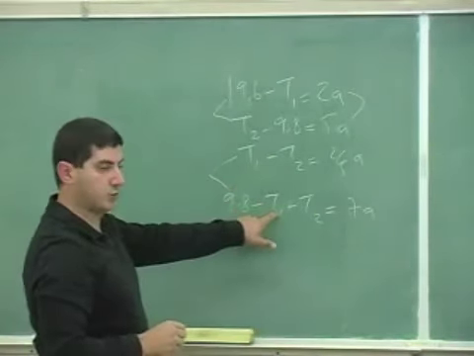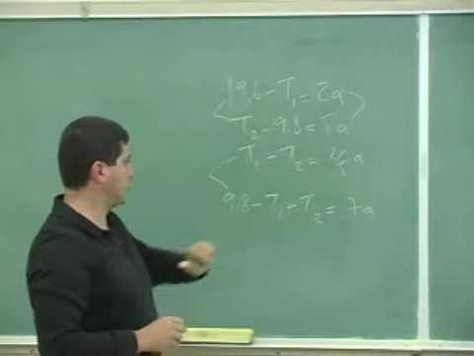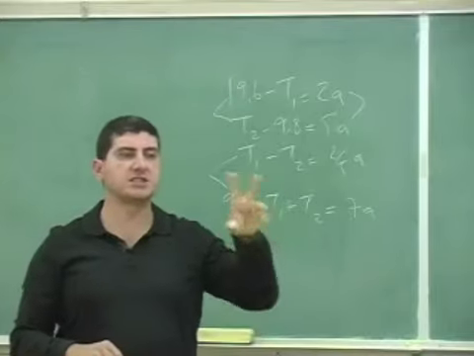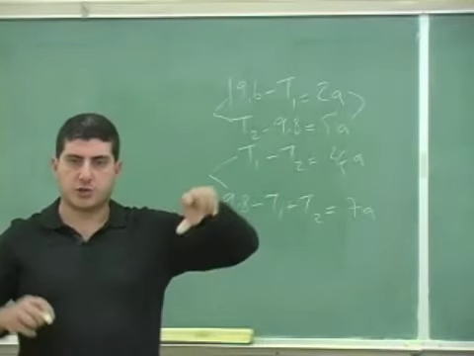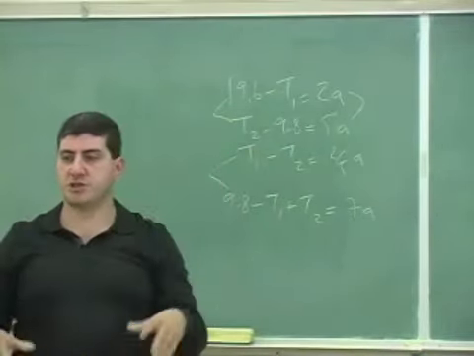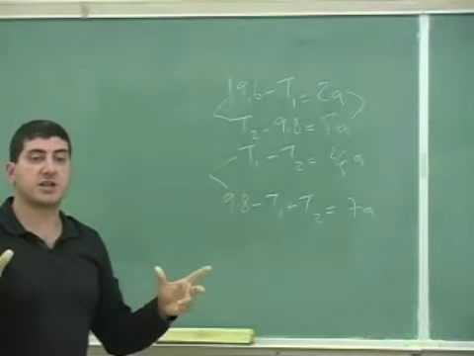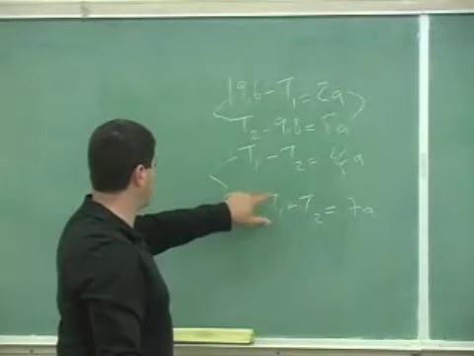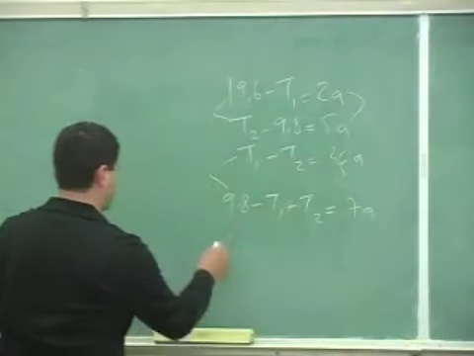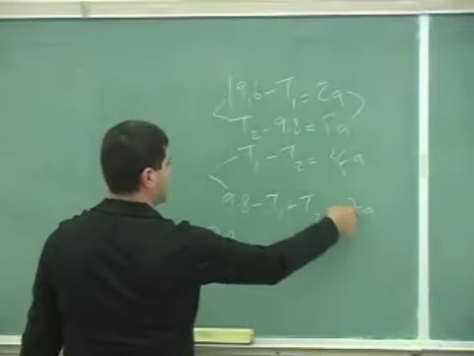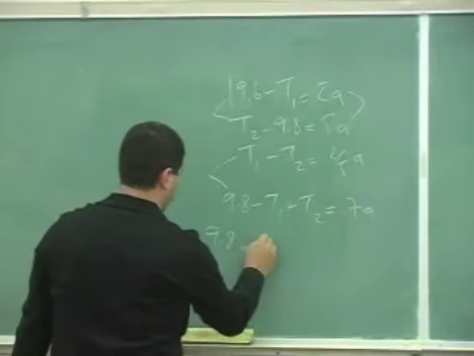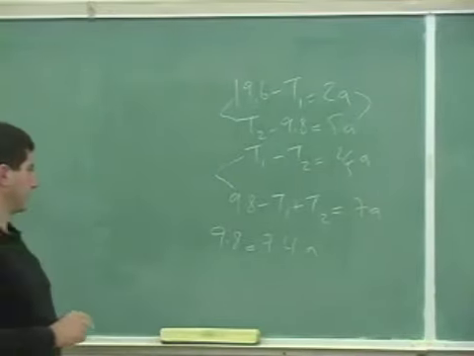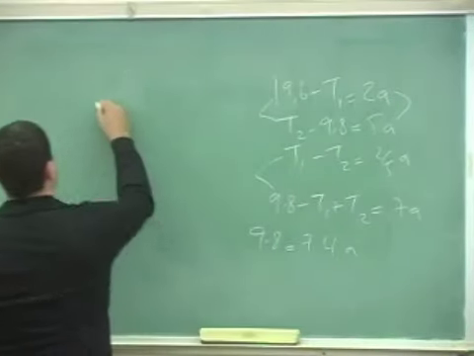Then T1 minus T1 cancels. Negative T2 plus T2 cancels, as they usually do, because the tensions are internal forces. So when you add up all the equations, they should cancel because the acceleration should only depend on external forces. You see? So this cancels. So the only thing you're left with is 9.8 is 7 2/5 A. So 7.4A. And that gives you the acceleration.